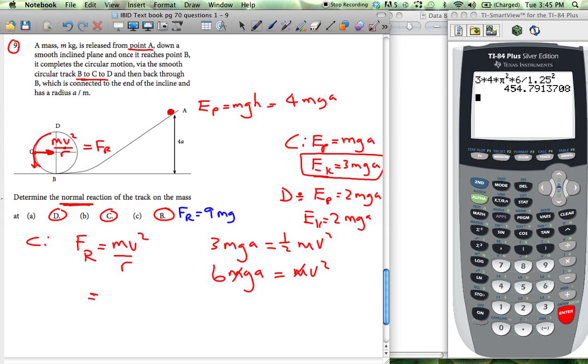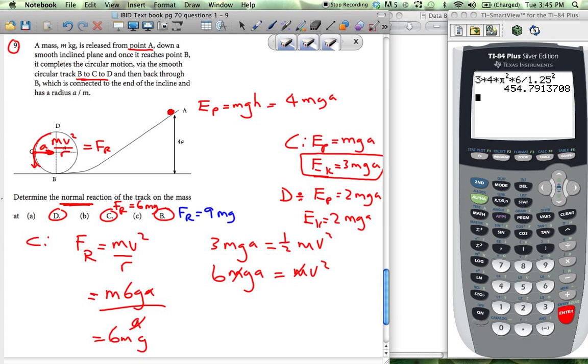I put it into my formula here. So we're going to get m times 6Ga divided by your r, and you know that the r is a, so it's divided by a, so that cancels and you get 6 mg. So at C, you're going to get your force reaction is equal to 6 mg.